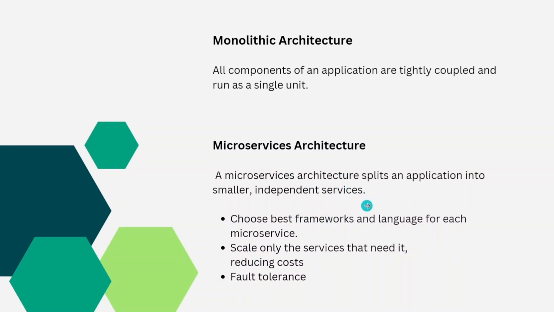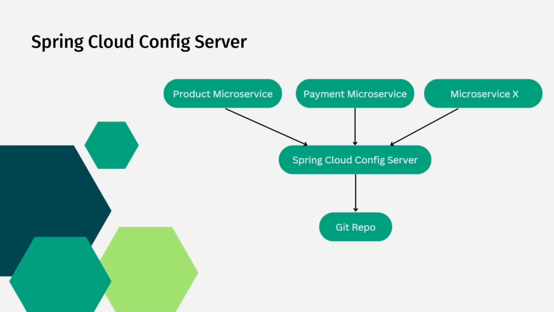Then next we will see the centralized configuration using the Spring Cloud config server. First we will see the Spring Cloud config server. So the first question is, why do we need centralized configuration? When we have a monolithic architecture, we have one application and one configuration file. So it will be easy to manage that one configuration file.